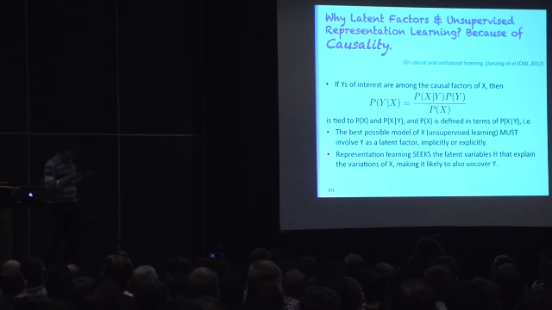The reason is that if x is a cause of y, which is the bad case, it means that the world is basically generating x in a way that doesn't depend on y, and then given x, it's generating y, right? And so looking at the x's doesn't tell you anything about the relationship between x and y.